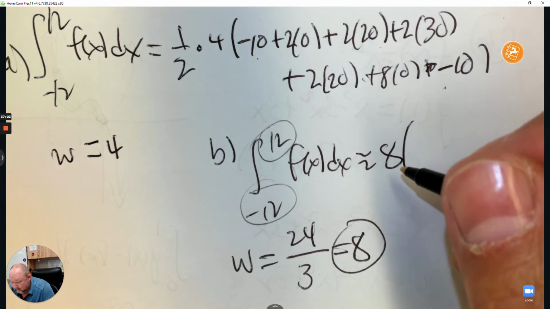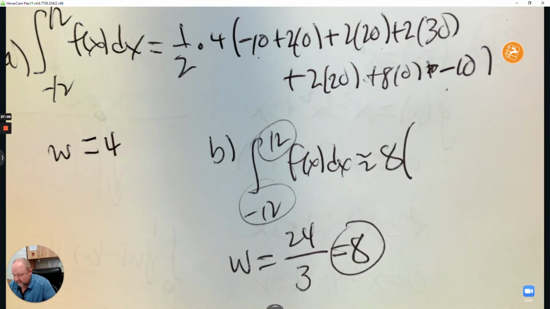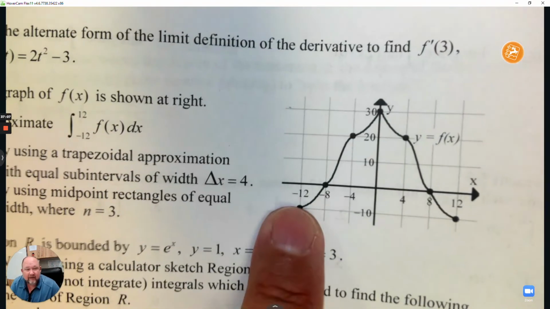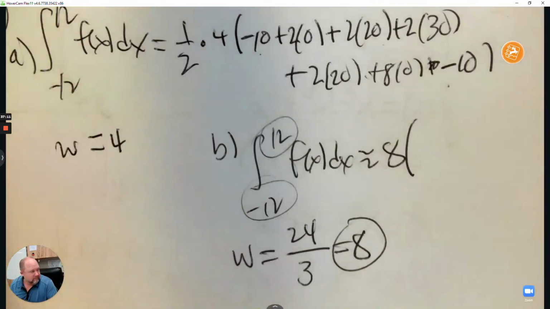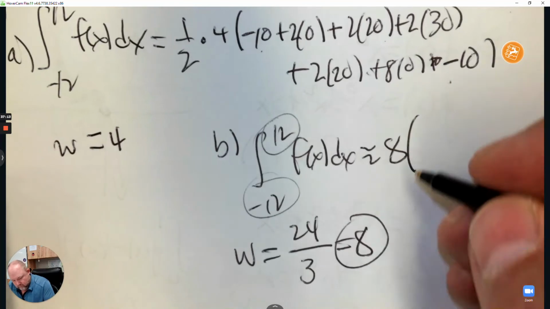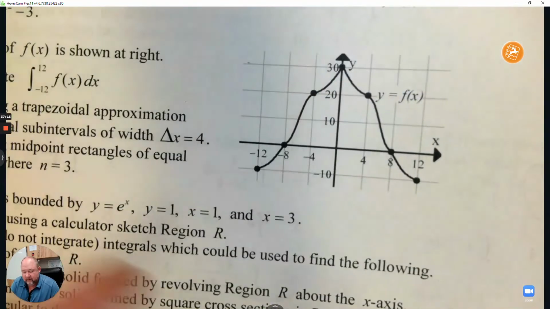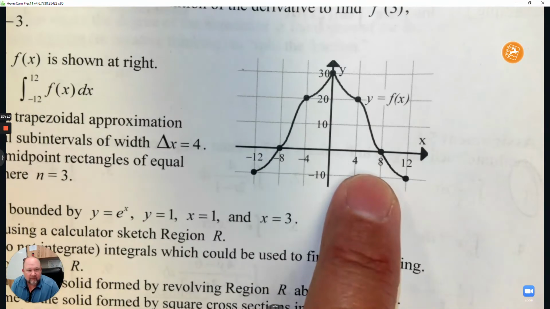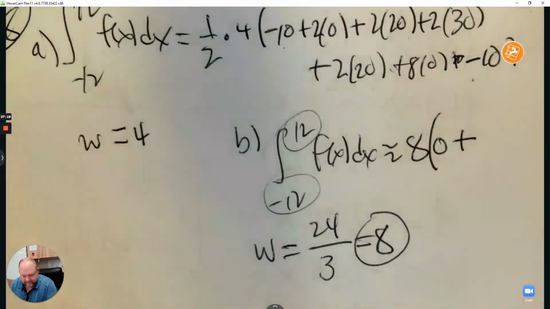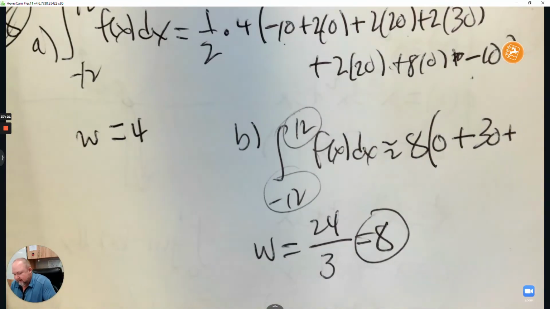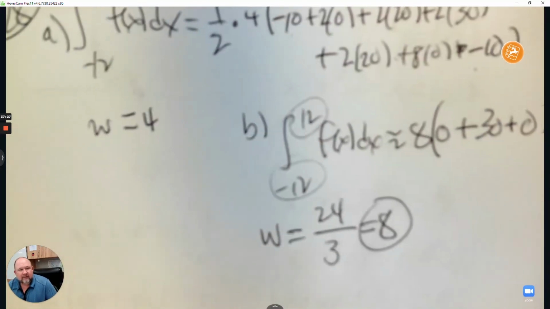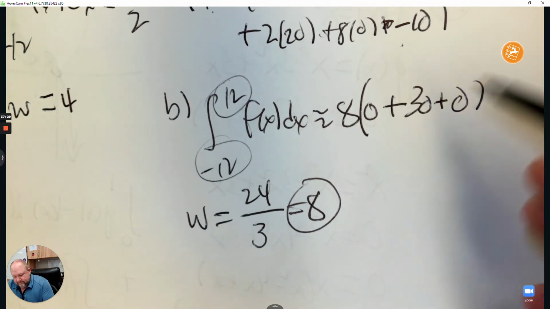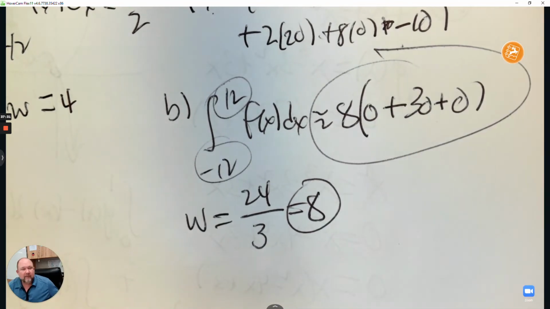So the first rectangle for midpoint goes from negative 12 to negative 4, so the midpoint would be negative 8, and the height there is 0. The next one would go from negative 4 to positive 4, so the mid value would be 30. And then the last one goes from 4 to 12, and the mid value would be 0. And that's it. That's 240. Well, that's a good answer there.